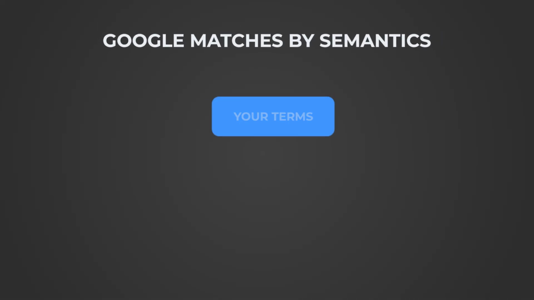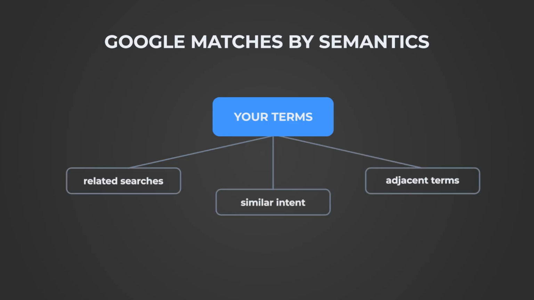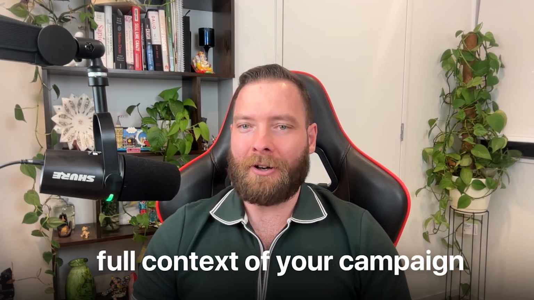In 2026, Google is now showing your ads by semantic match, meaning it's showing your ads to people who search your terms and interrelated terms. So correct campaign intent means grouping your campaigns and ad groups by service or offering, ensuring your ads are always relevant to the customers, and in turn refining Google's understanding of the full context of your campaign.